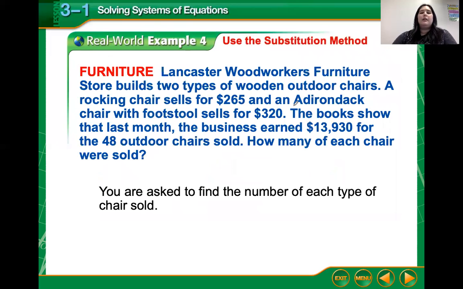So here we have a word problem. One of the other things you'll be required to do is write a system of equations based on a word problem, which I do know you did get a lot of practice with back in Algebra 1. So here we have Lancaster Woodworkers Furniture Store, which builds 2 types of wooden outdoor chairs: a rocking chair that sells for $265 and an Adirondack chair with a footstool that sells for $320. The books show that last month the business earned $13,930 from 48 outdoor chairs sold. How many of each chair were sold? So we need to come up with 2 equations to go ahead and solve for this.